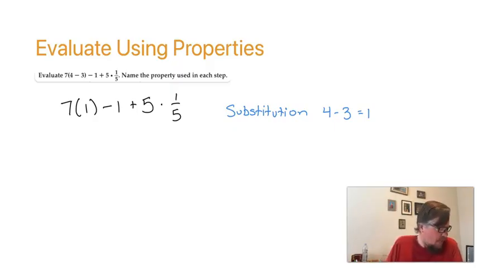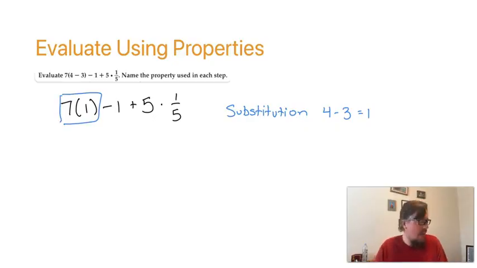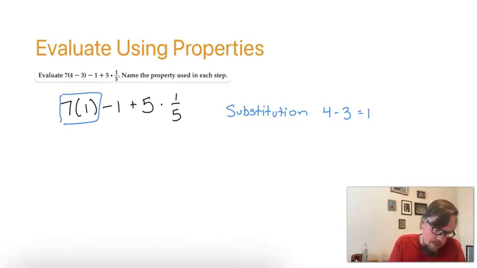Okay, so next we've got some multiplication. I don't think we really need the 7 times 1 in there because anything multiplied by 1 is itself. So 7 times 1 is 7. So let's go ahead and do that. 7 times 1 is going to give us 7. Everything else is going to stay the same.